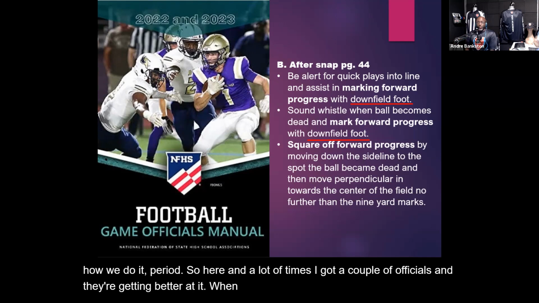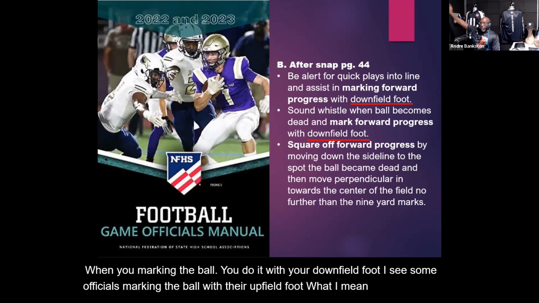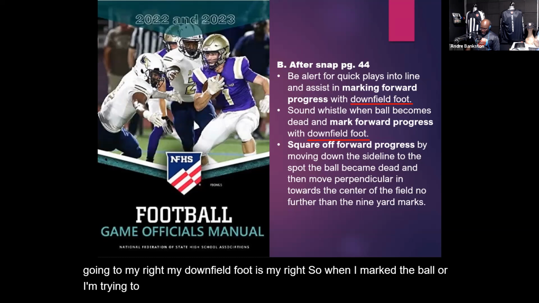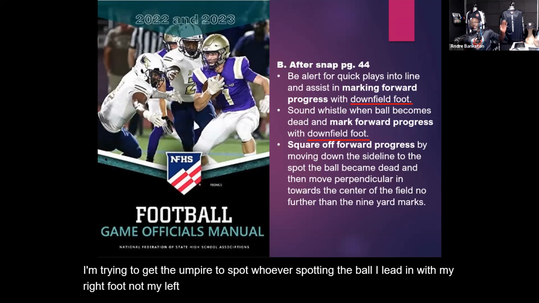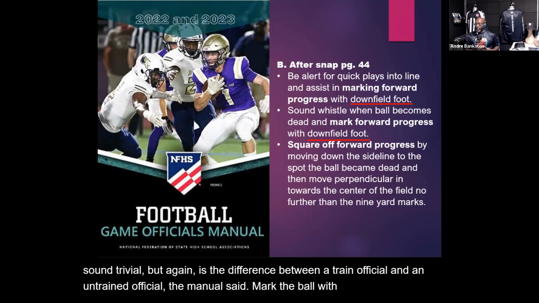When you're marking the ball, you do it with your downfield foot. I see some officials marking the ball with their upfield foot. What I mean by that is if we're going to my right, my downfield foot is my right. So when I mark the ball, or I'm trying to give the umpire the spot, whoever is spotting the ball, I lead him with my right foot, not my left foot. If we're going left, I lead him with my left foot, not my right foot. It may sound trivial, but again, there's a difference between a trained official and an untrained official. The manual says we mark the ball with our downfield foot. So get used to that.